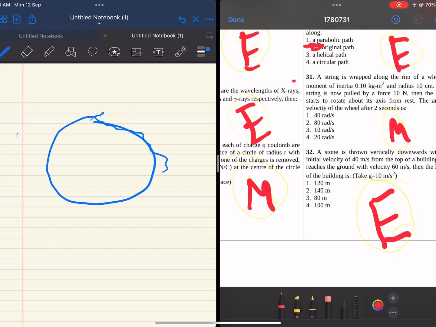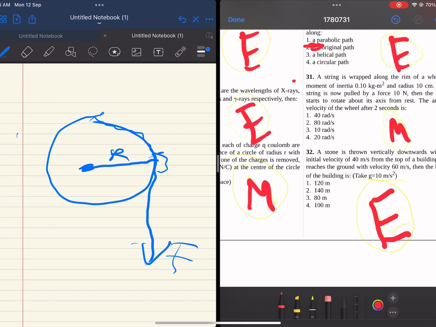And if we assume the string is like this, and we pull it with the force F, and we have a radius R here. We know the torque applied by the force F is equal to R cross F about the center of the wheel. I'm assuming the wheel is rotating about its center, that is, about its axis.